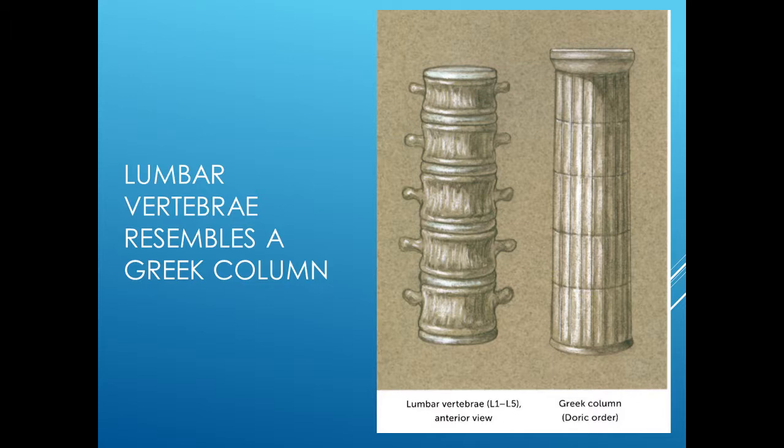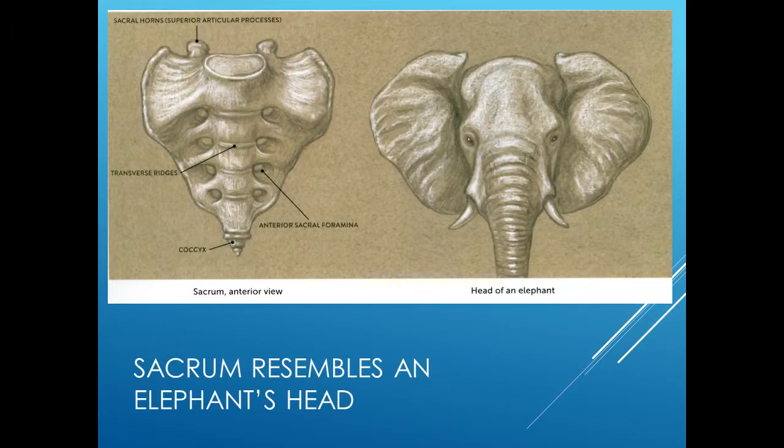And so anyway, the lumbar vertebrae, when you're drawing them, kind of resemble a Greek column, as you can see here, one stacked on top of the other. And here you can even see there's a good view of the discs that we mentioned that are in between each of the vertebrae.